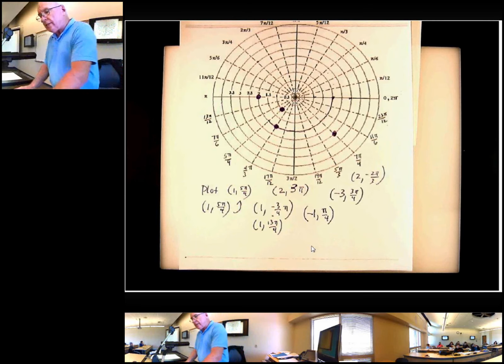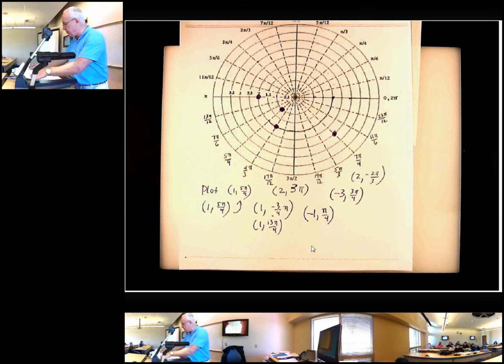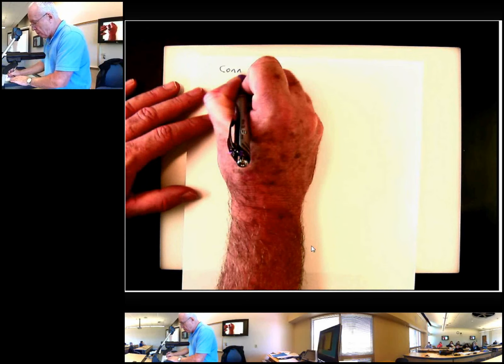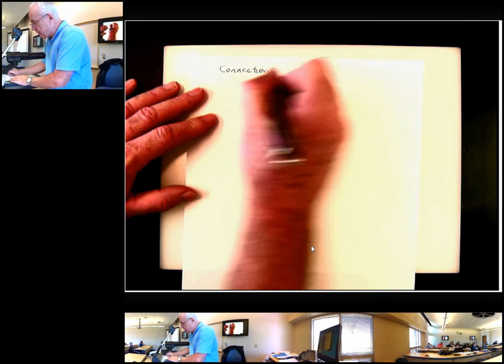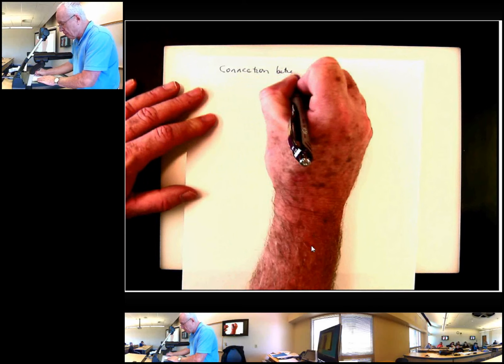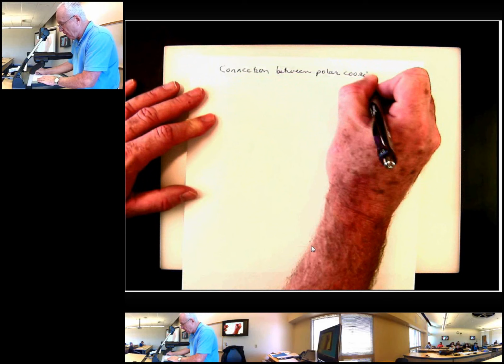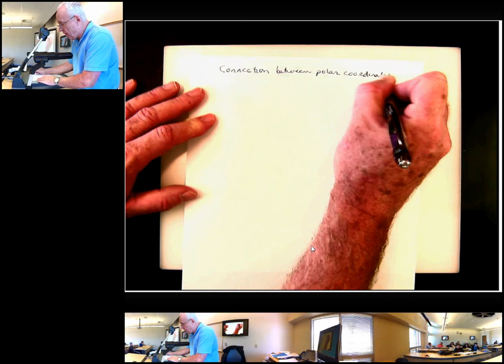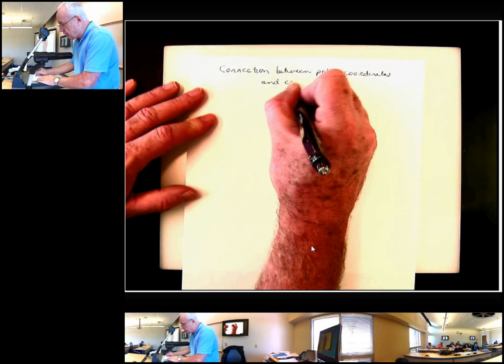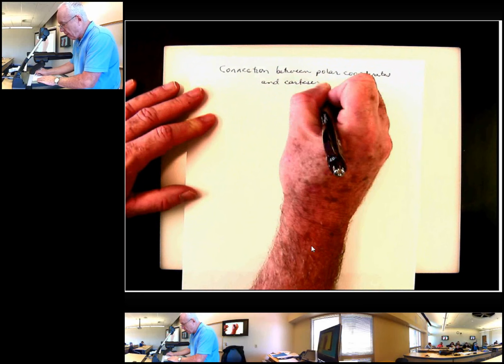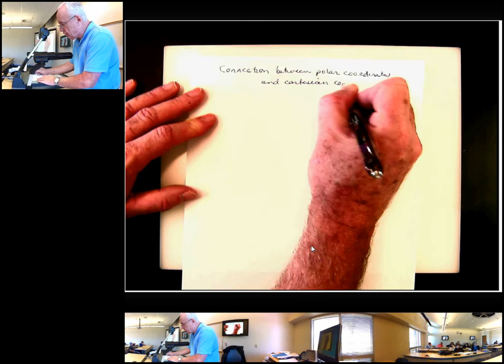Okay, the next thing then, again, hopefully this should continue to be some kind of review for you guys, is what's the connection between the regular Cartesian coordinates that we're used to and the polar coordinates. So connection between polar coordinates and what are called Cartesian coordinates.